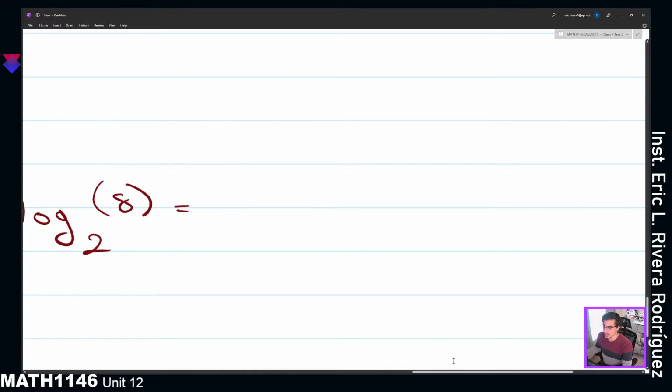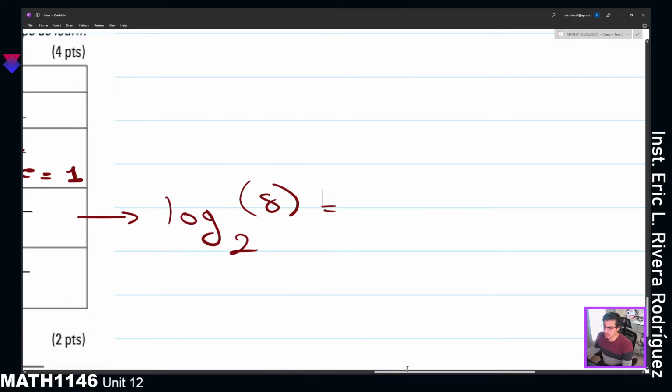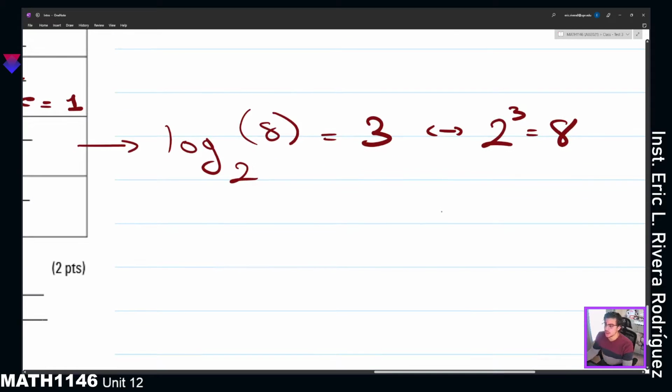All right, so here we have log base 2 of 8. What is the power of 2 that gives 8? That is 3 because 2 to the power of 3 is 8. So because of this, we can write 8 as just the number 8, or we can use an exponential expression, 2 raised to the power of 3.